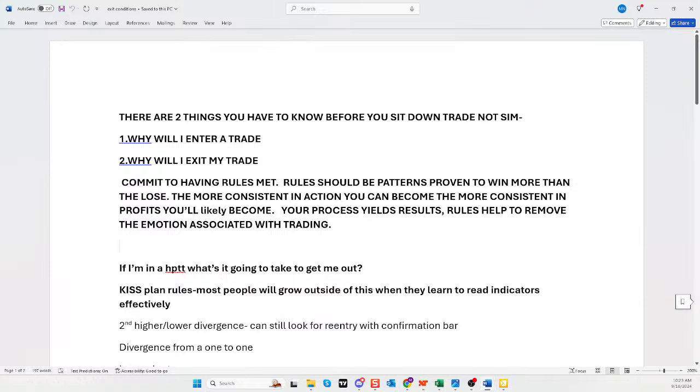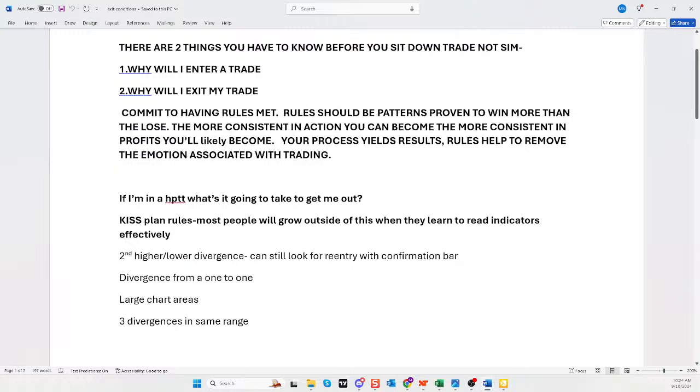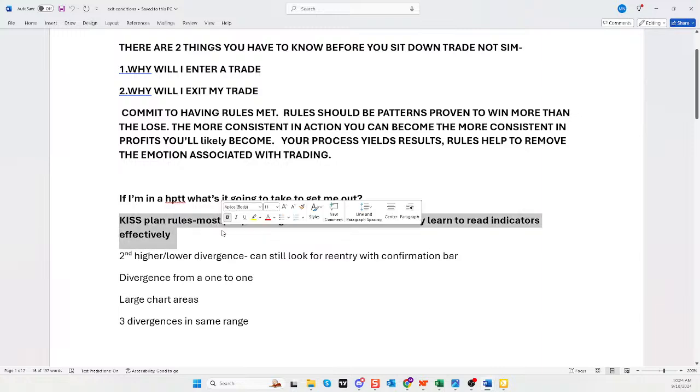You will never know what the market's going to do. You will never know whether it's going to go up or down. You will never know whether you will win or lose a trade. But when you trust your rules, you will enter that trade with the understanding that it wins more than it loses, guys. And that trust is imperative to pulling the emotion out. So if I'm in a high probability trend trade, I know exactly what it takes to get me in, and initially, I know exactly what it takes to get me out.